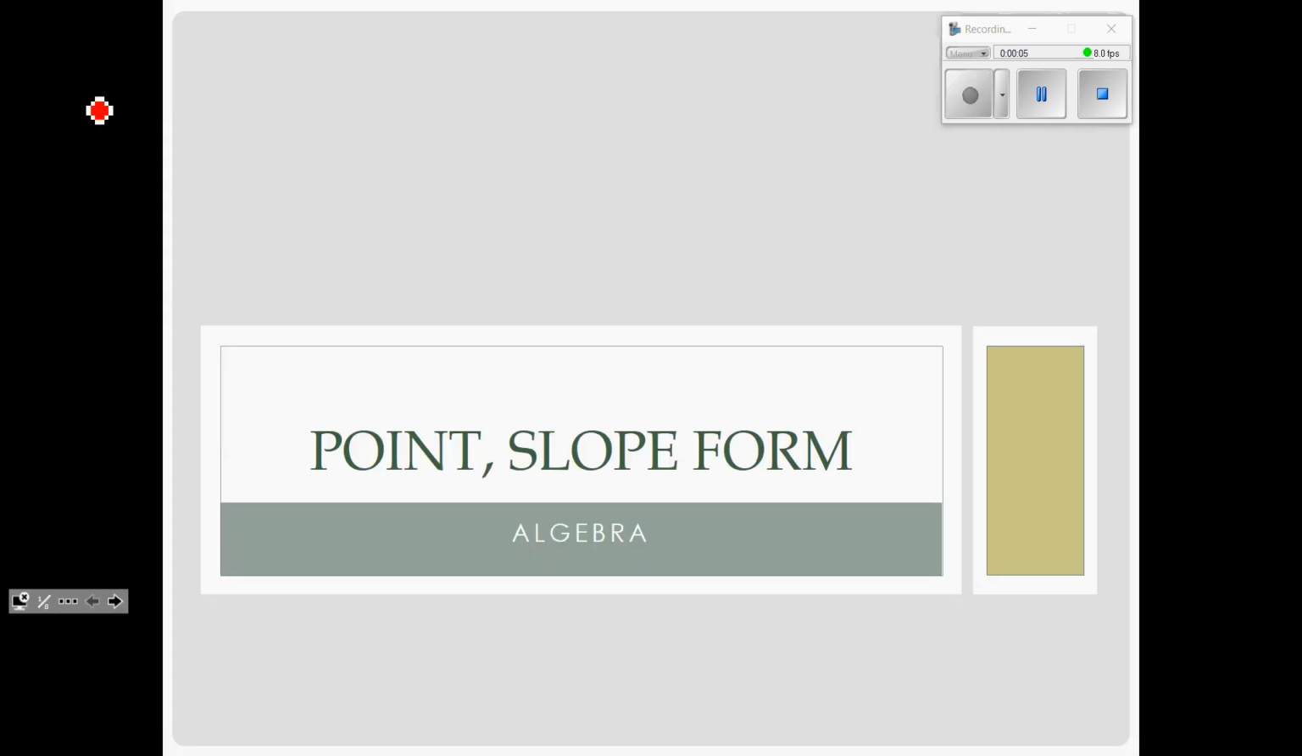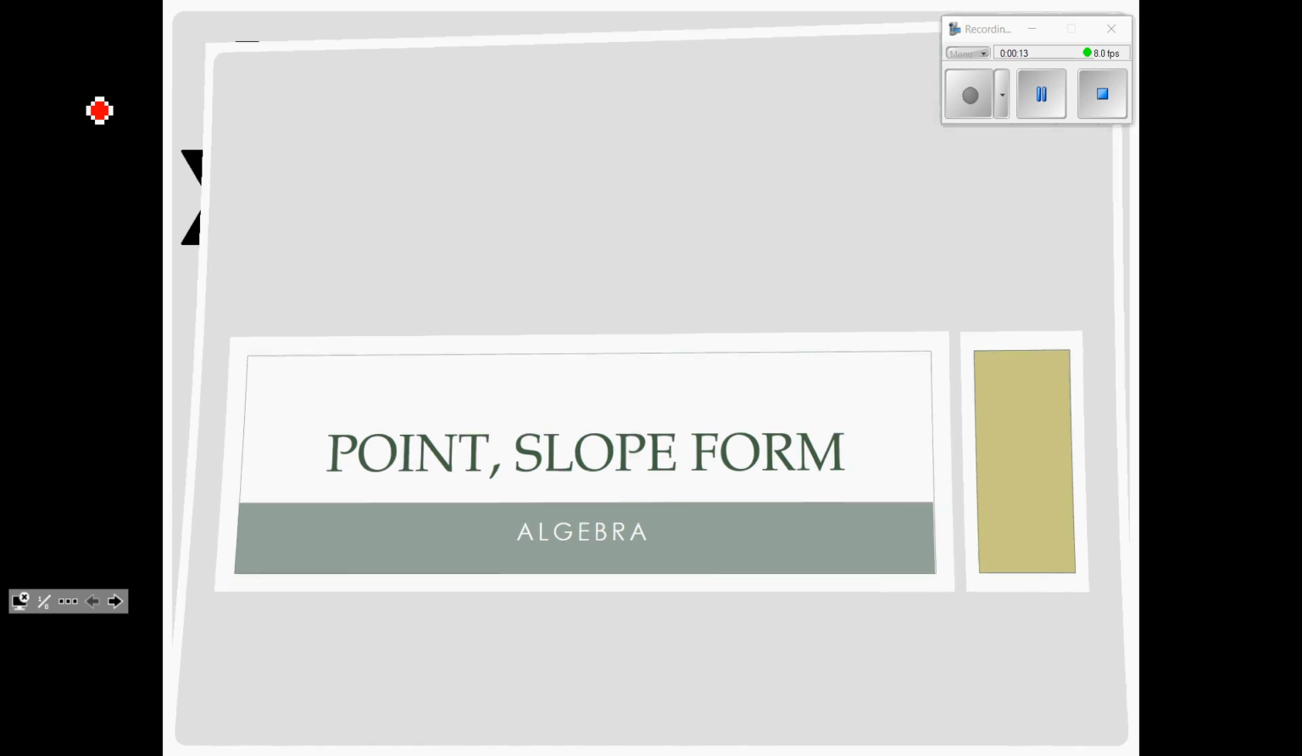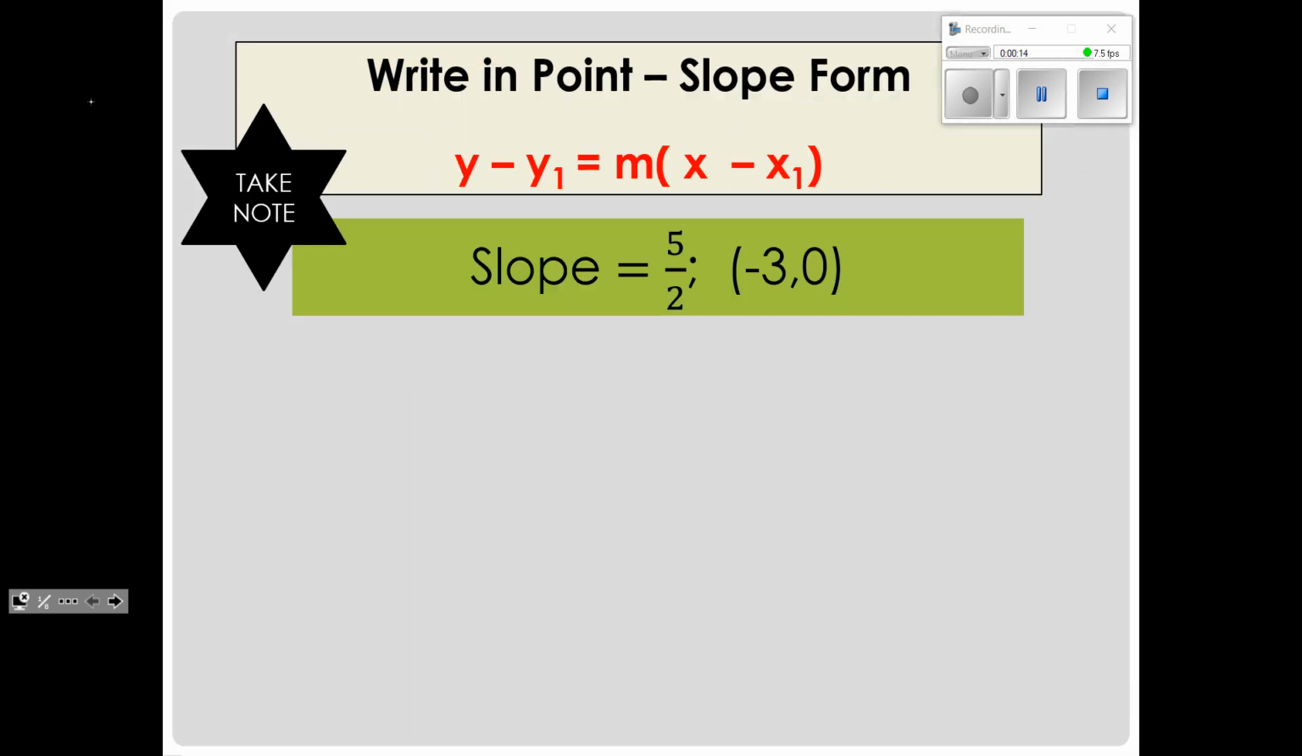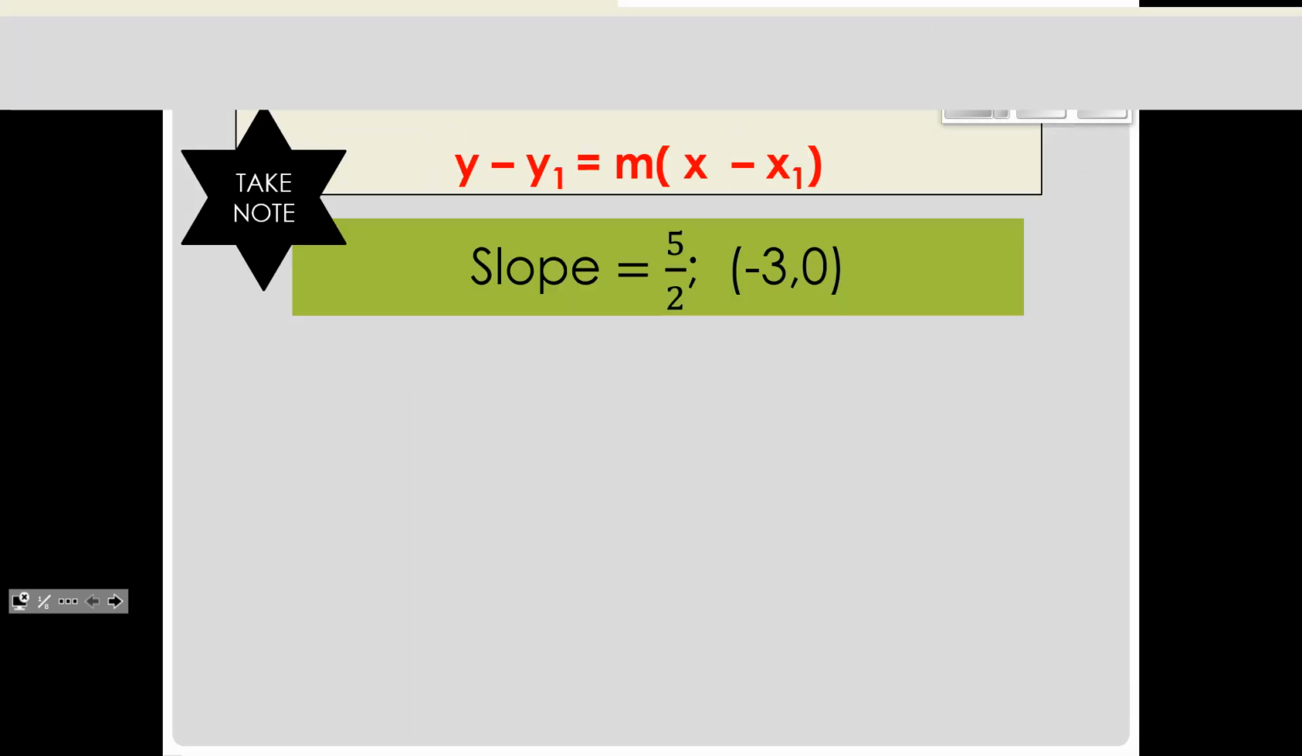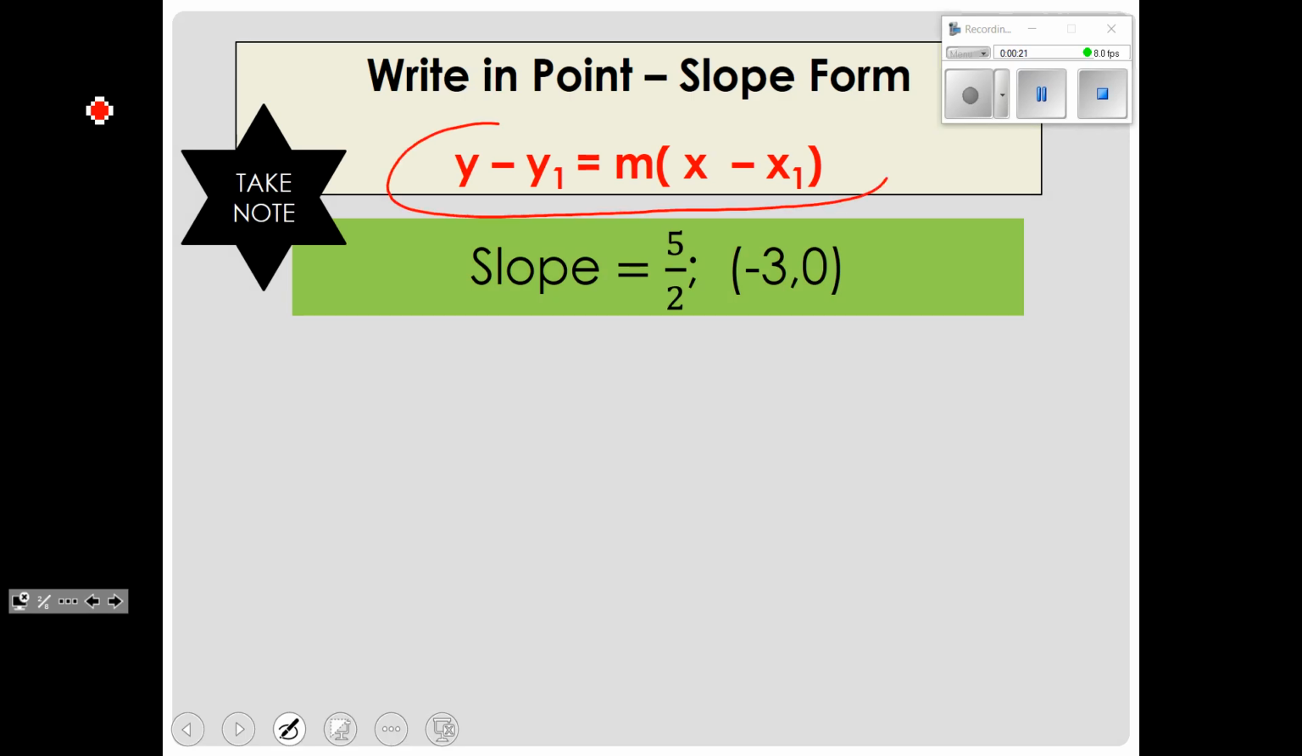Today we're going to be looking at writing equations in point-slope form. This may be new for some of you, so we're going to look at this. First of all, you need to know what the point-slope form equation looks like. It is right here, and it's also on your notes.